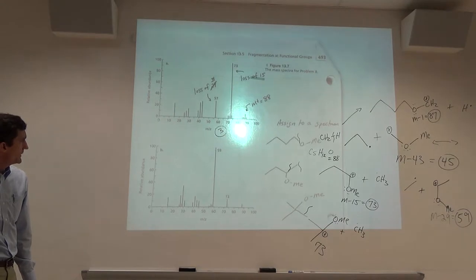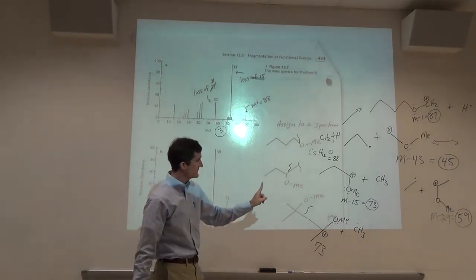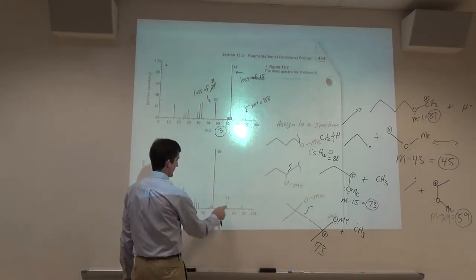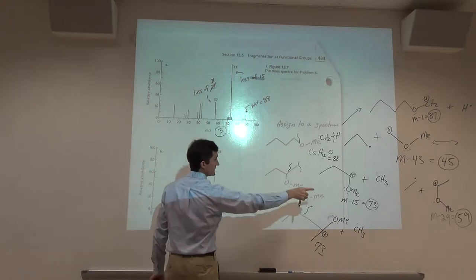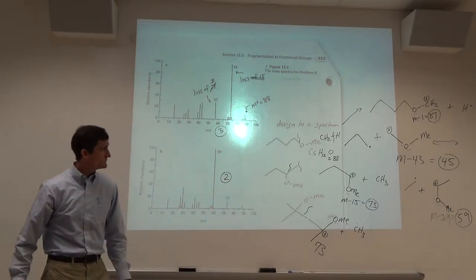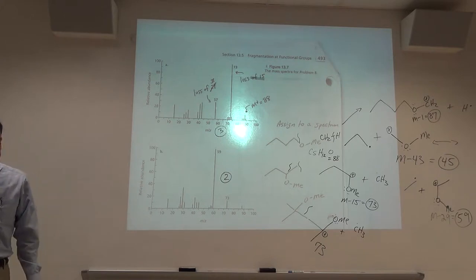Let's look at the next mass spectrum. Here we have a 73 and a 59. Did we predict 73 and 59? That was the second compound. I mean, that one didn't even have a 59. We predicted 59 for the second one, so this is the second one tentatively. Let's see if the third one has 87 and 45.